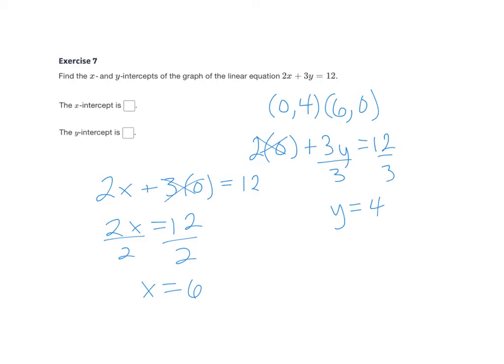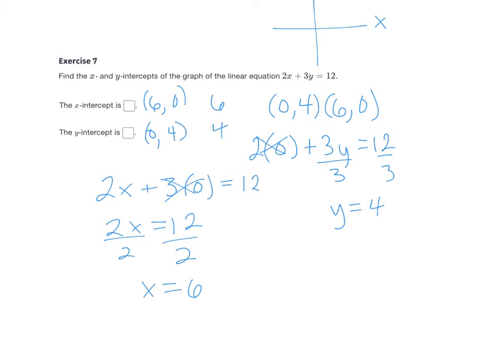So the x-intercept, now remember the x-intercept is where it crosses the x-axis, is actually 6, 0. I think maybe the textbook just wanted 6. And the y-intercept is 0, comma 4. And the textbook, I think, may have just wanted 4.